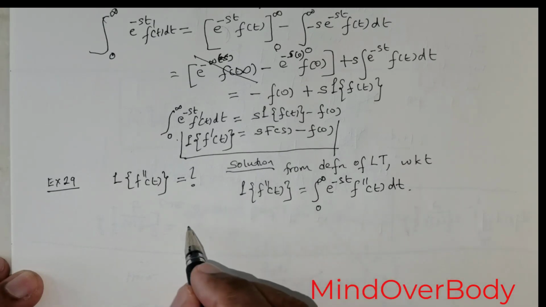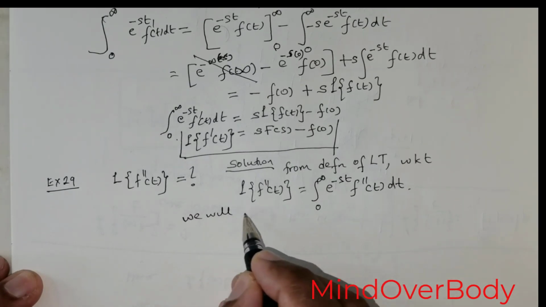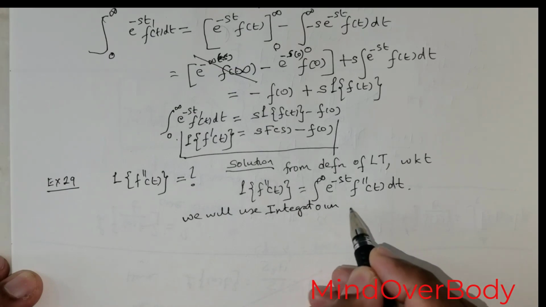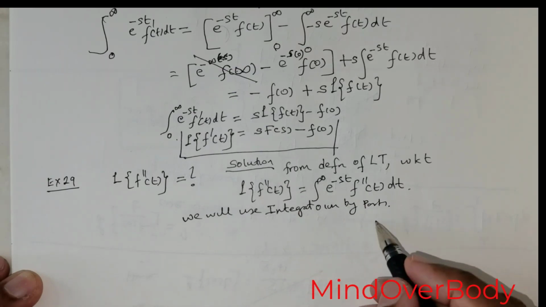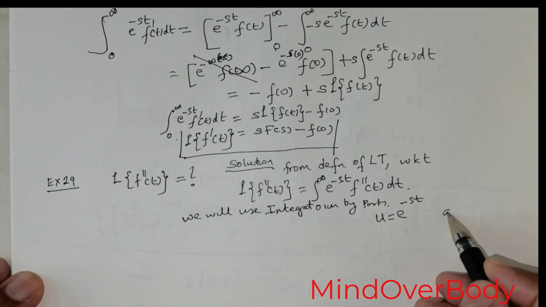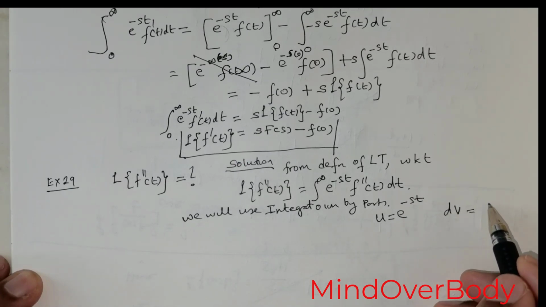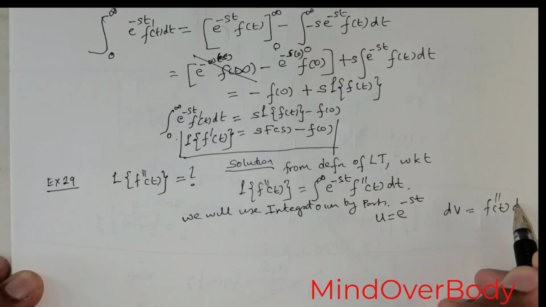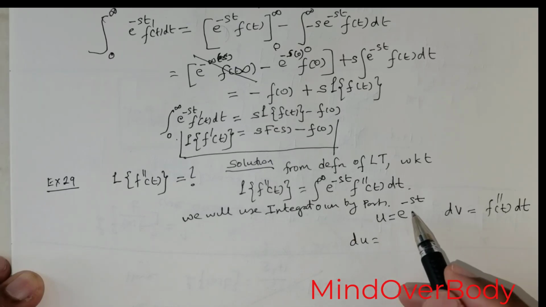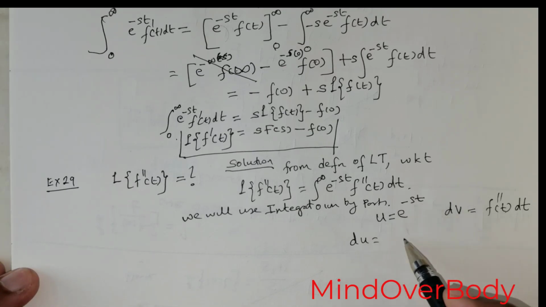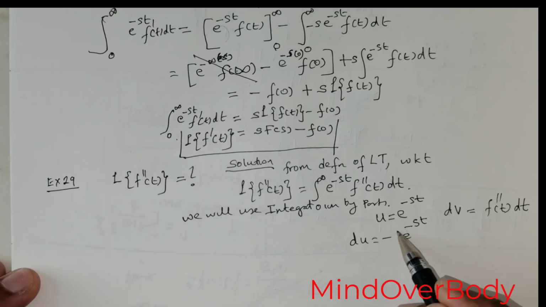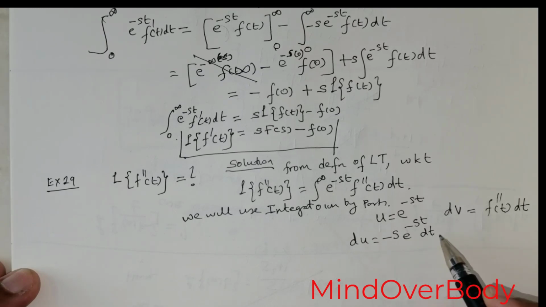Now what I would do is I would be integrating. We will use integration by parts. So that would mean I would take u to be equal to e raised to the power of negative st, and my dv I'll take it to be as f double dash of t times dt. I differentiate this quantity. I would get du is equal to differential of e raised to the power of negative st. The differentiation is with reference to t. So it's going to be e raised to the power of negative st. The coefficient of t is negative s, place that, multiply it with the differential operator dt.